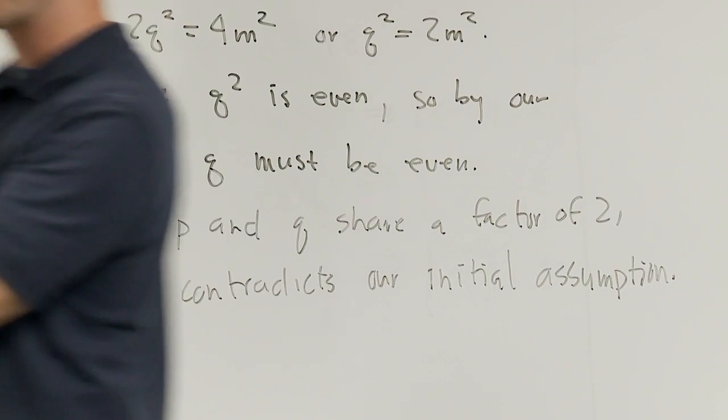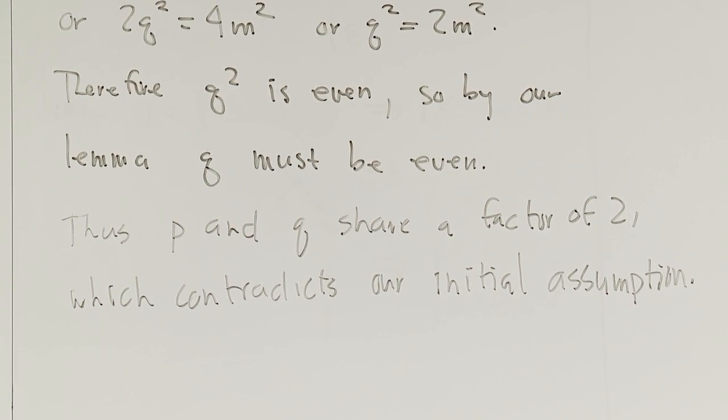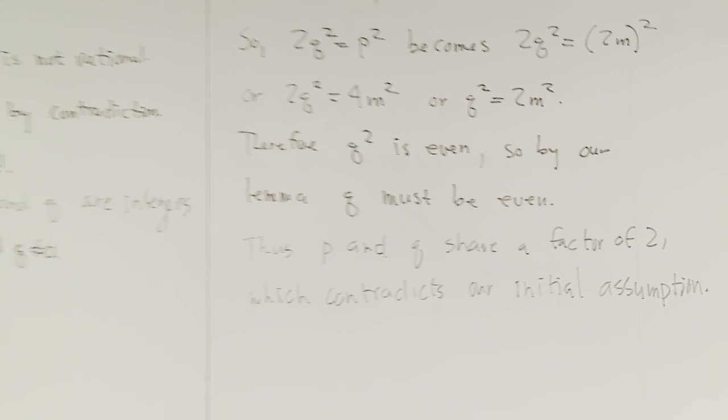So there was a lot happening in this proof, by the way. The whole idea of proof by contradiction is sort of an advanced thing to think about. We're using our lemma, we're using our definition.